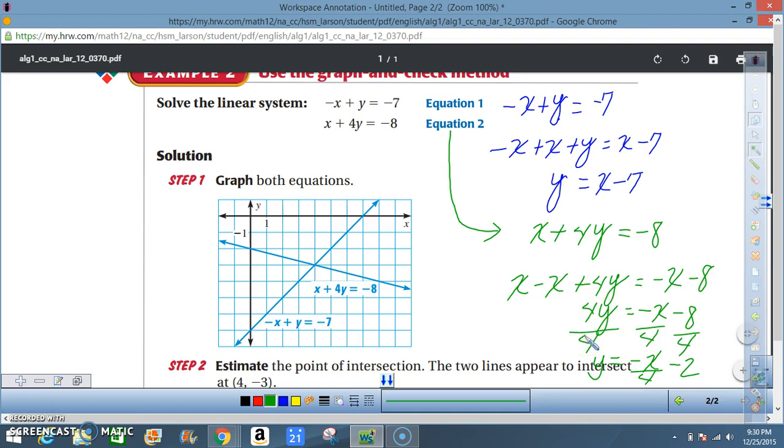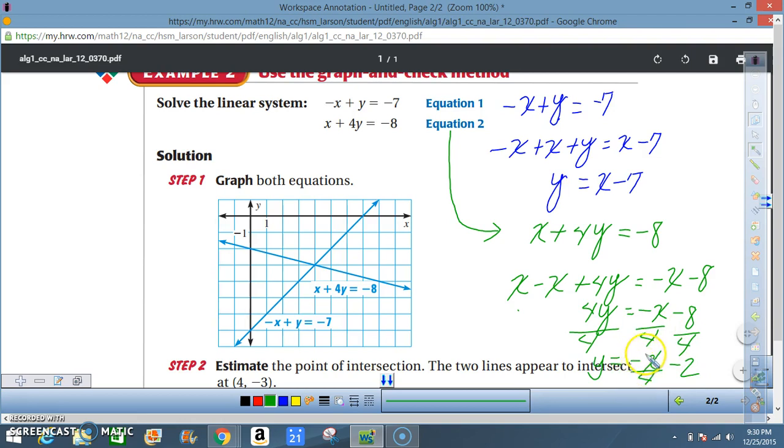4 here, 4 here, and 4 here. 4 divided by 4 is 1, so I'm left with just y. In this case, it really means 1y. There's a 1 in front of that y. So y is equal to a negative x over 4 minus 2.